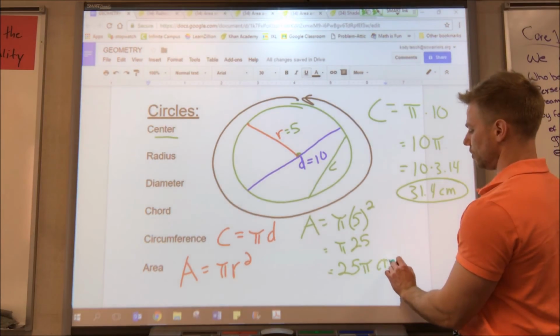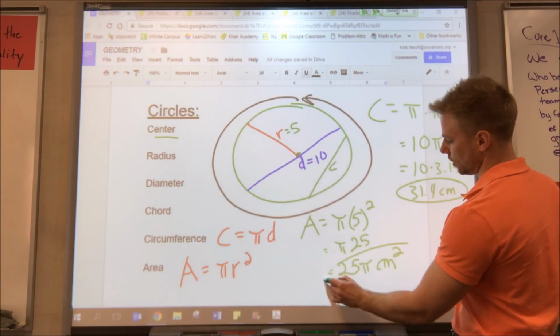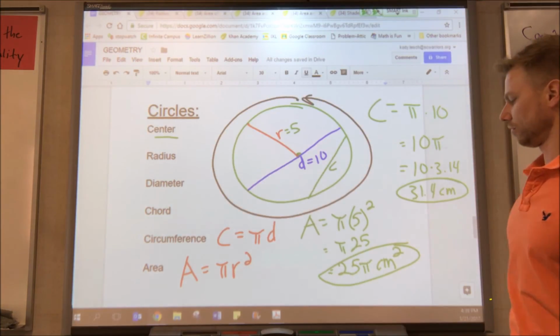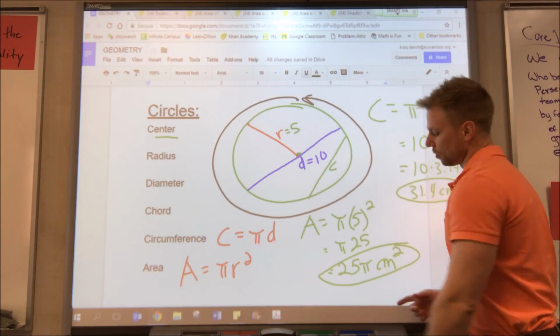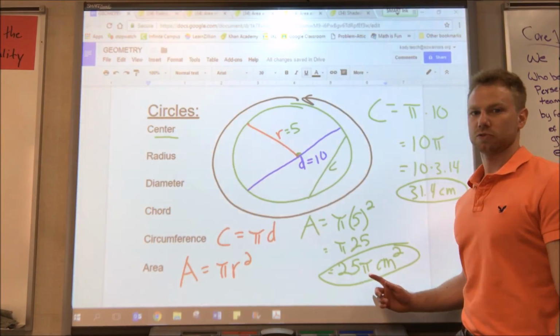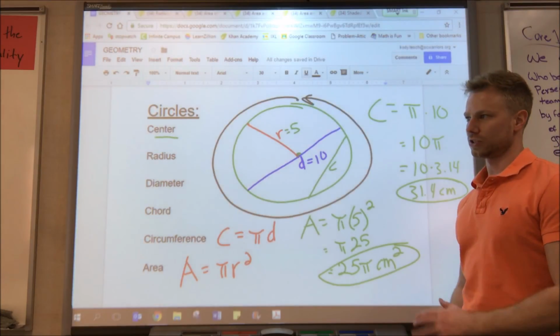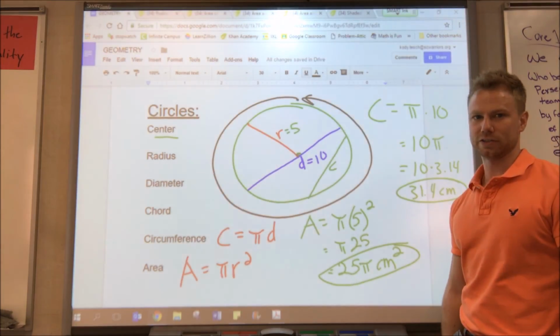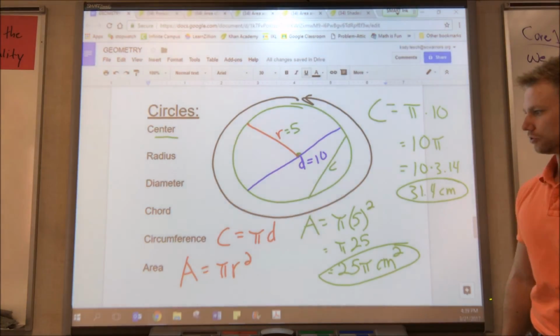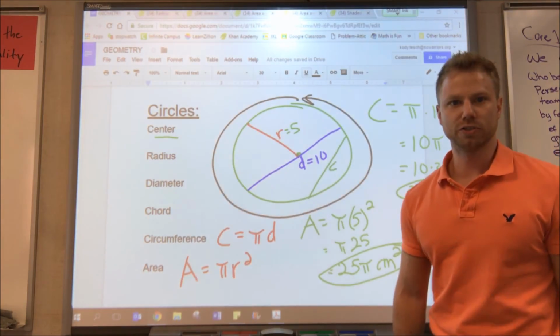And if this was centimeters again, area is centimeters squared. So it would be 25 pi centimeters squared. If I asked you to use 3.14, you would do 25 times 3.14, which is 75 approximately, and that would be your answer, 75 centimeters squared. All right, let's go on to some examples.